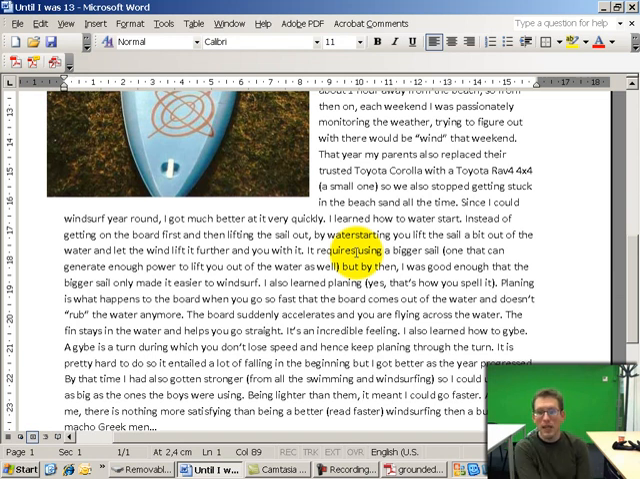I also learned planing. Yes, that's how you spell it. Planing is what happens to the board when you go fast, so fast the board comes out of the water and doesn't rub the water anymore. The board suddenly accelerates and you're flying across the water. The fin stays in the water and helps you go straight. It's an incredible feeling. I also learned how to jibe. Jibe is a turn during which you don't lose speed and hence keep planing through the turn. It's pretty hard to do, so it entailed a lot of falling in the beginning, but I got better as the year progressed.